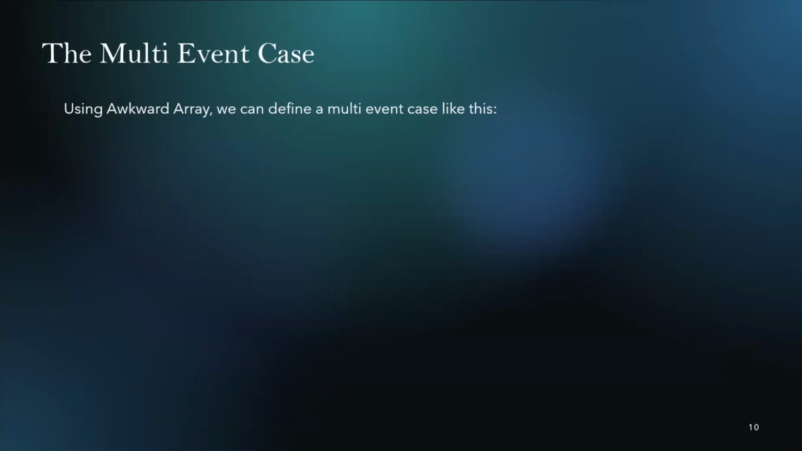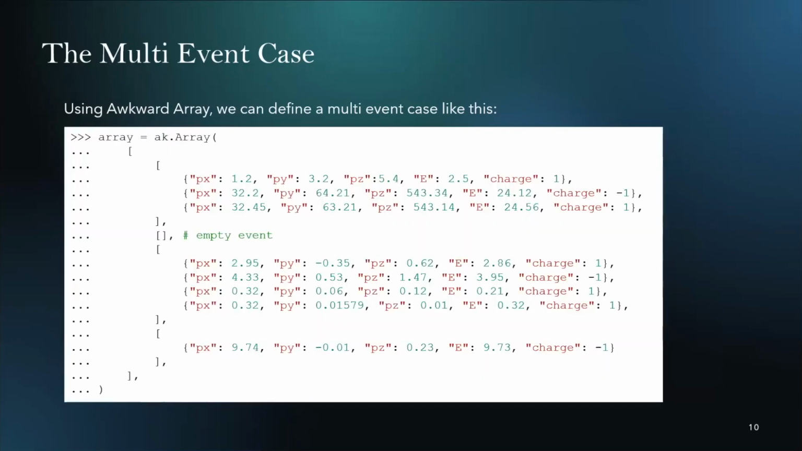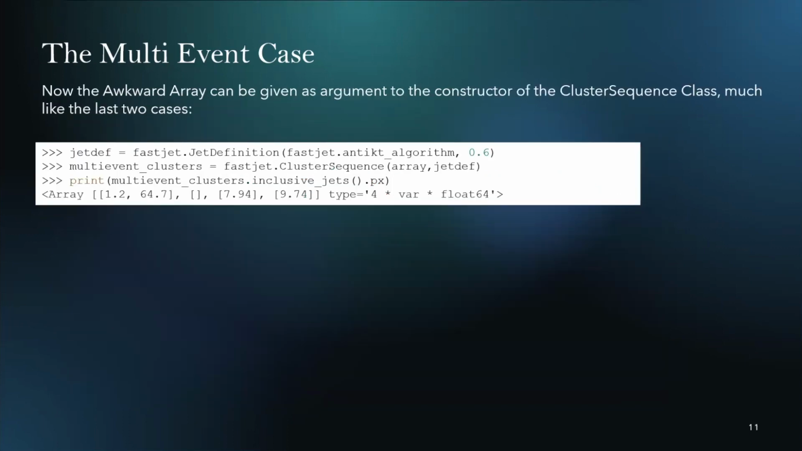Okay, moving on to the multi-event case. Here you can define an awkward array with as many events as you like. In this particular example, the first event is the same as the single event case. The second event here is empty. The third has 4 particles, and the last has only 1 particle. So this is how you define a multi-event case. And if you want to extract data from it, it's actually the same function calls as the single event case, but instead you get a deeper awkward array than the previous one because, well, it had multiple events.